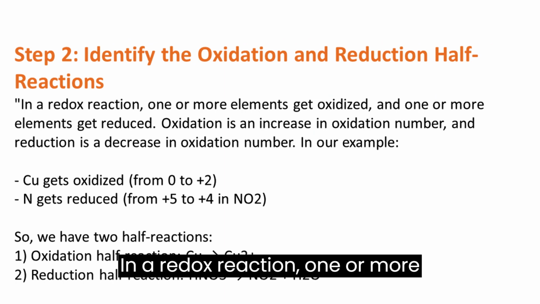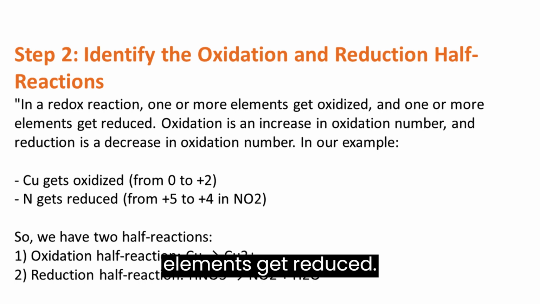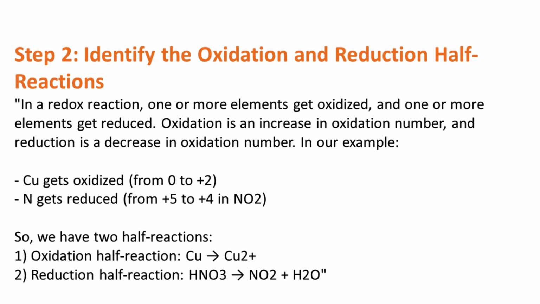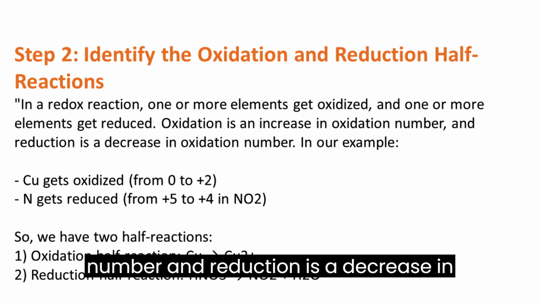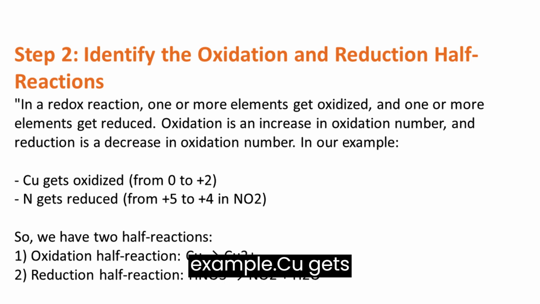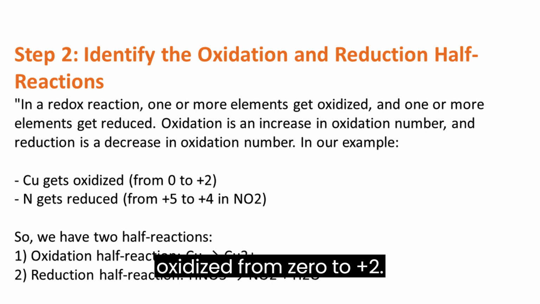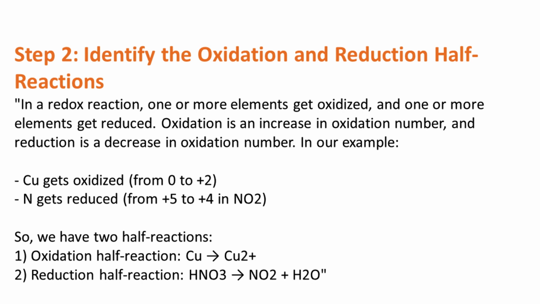In a redox reaction, one or more elements get oxidized, and one or more elements get reduced. Oxidation is an increase in oxidation number, and reduction is a decrease in oxidation number. In our example, Cu gets oxidized from 0 to +2. N gets reduced from +5 to +4 in NO2.